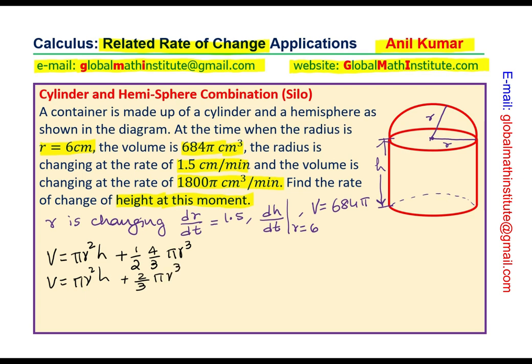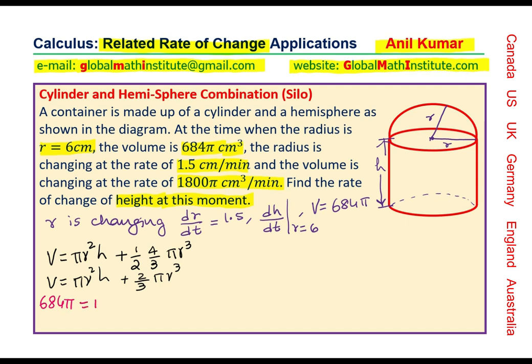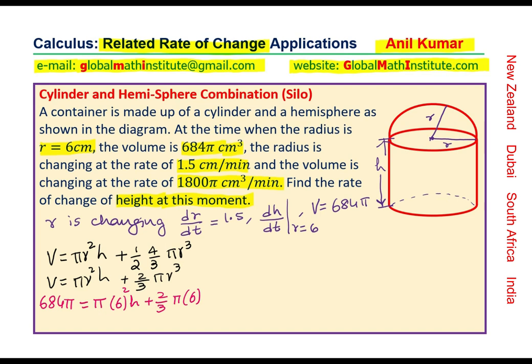Since the volume is 684 pi, let's write down. Radius is 6 for us, so 6 square. Height we need to find, plus 2 by 3 pi 6 cube, right? So we get an expression where everything is known to us, pi's will cancel, right? And we can now find out the value of h.